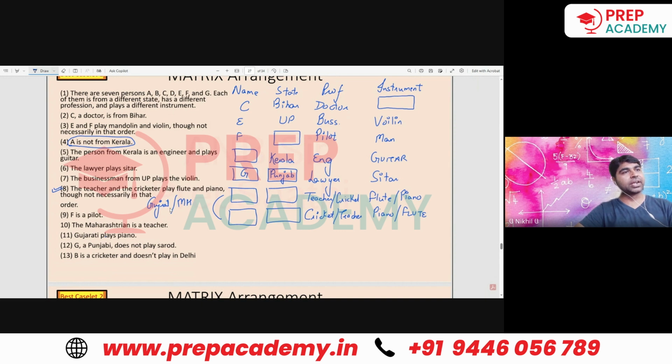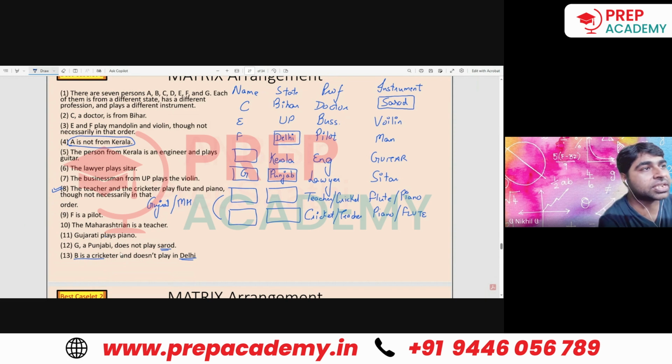B is a cricketer and doesn't play in Delhi. So B is a cricketer now. So the last city or state which was left will be Delhi now. So that means this guy will become Delhi. And what is the last instrument which was left? That was Sarod. So Sarod will come here. Right. And Gujarati plays piano, and B is a cricketer, is also known to us now.